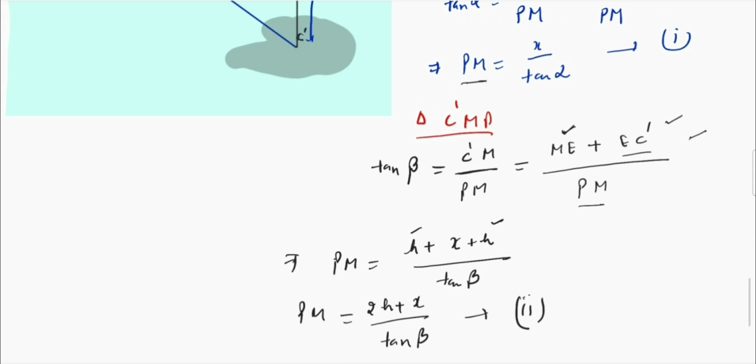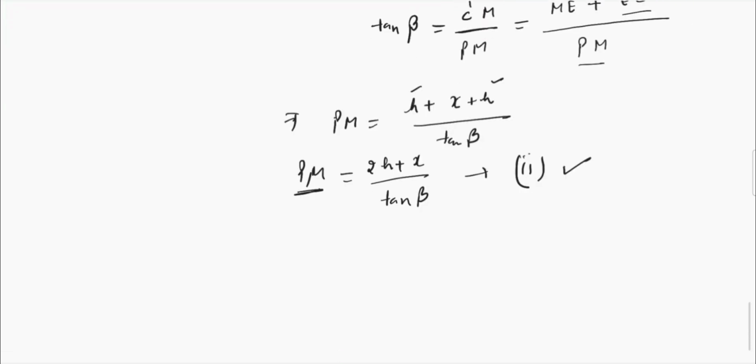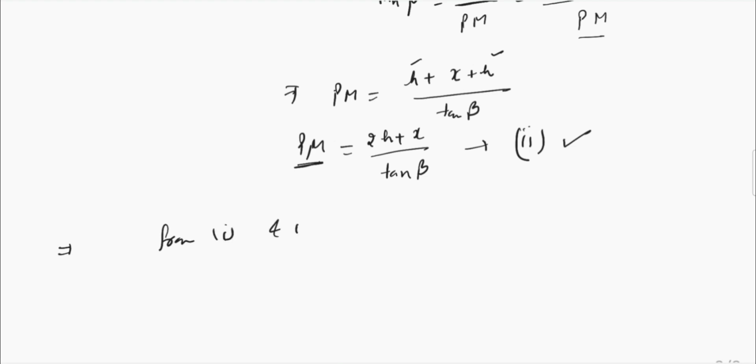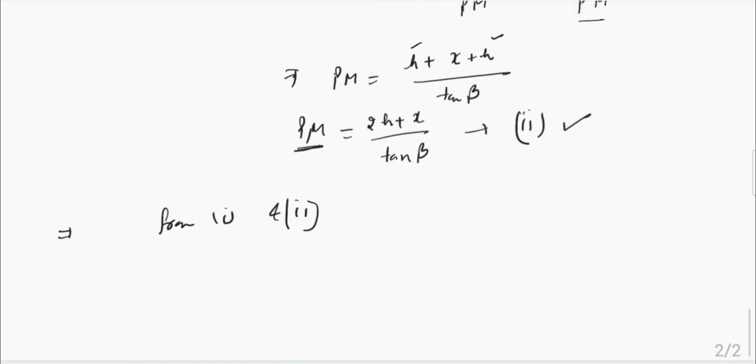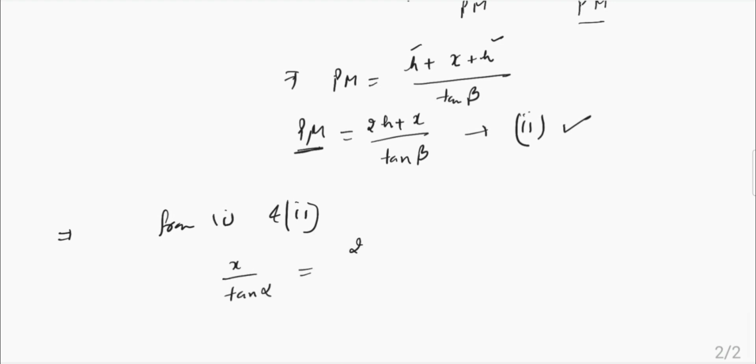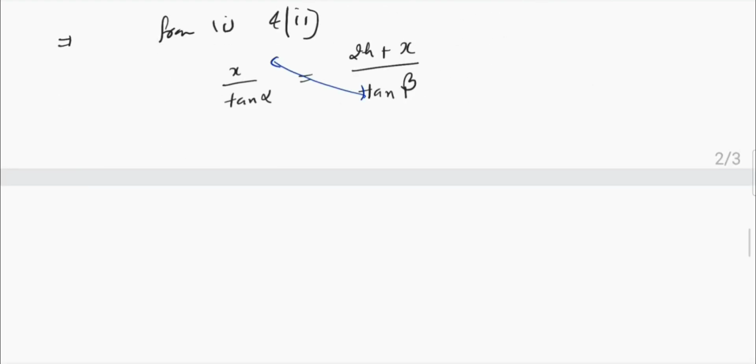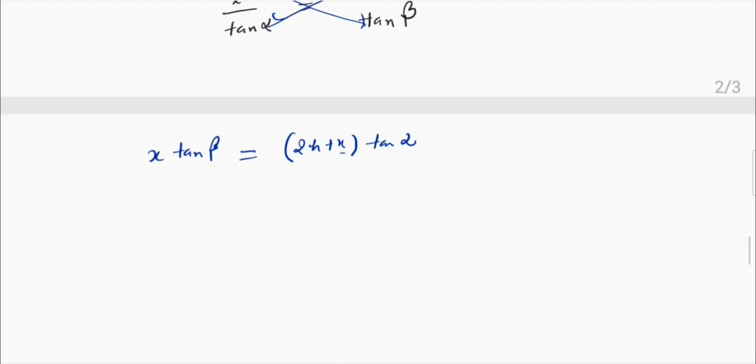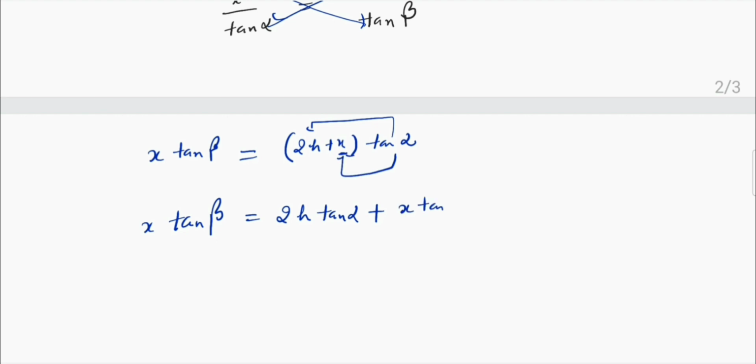Now we can compare. This is also PM, this is also PM. So it means equation 1 is equal to equation 2. From 1 and 2, we got x divided by tangent alpha is equal to (2h plus x) divided by tangent beta. Now we'll cross multiply here. So we'll get x times tangent beta is equal to (2h plus x) times tangent alpha. So from here we'll find the value of x. Multiplying, x times tangent beta is equal to 2 times h times tangent alpha plus x times tangent alpha.